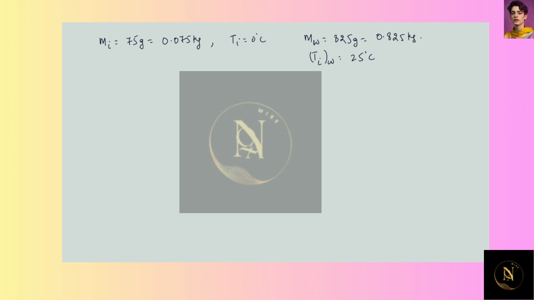To calculate the final temperature we can apply the first law of thermodynamics, and according to that we can write that Q of cold will be equal to Q of hot, but it should have a negative sign here because the amount of heat lost by the water will be the heat gained by the ice.